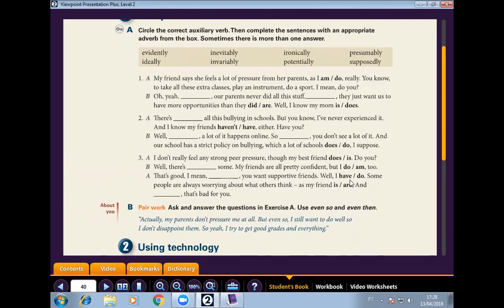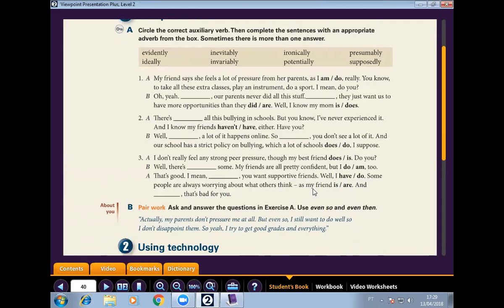What do you think? Well, I do. Okay? Because to use "I have," the sentences here would need to be at least in the present perfect. So you want supportive friends. Well, I do. And some people are always worrying about what others think.